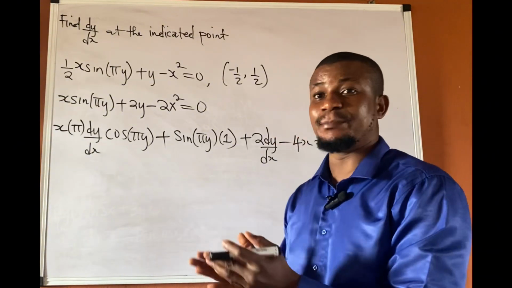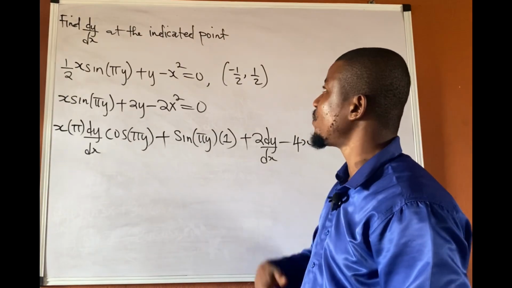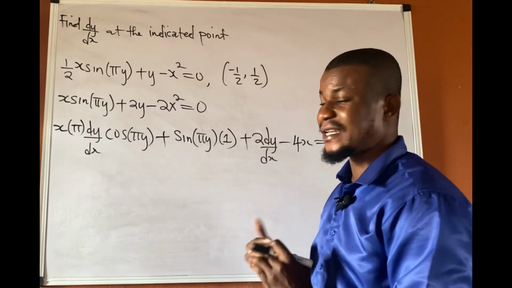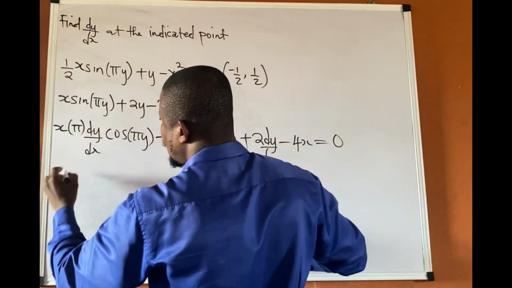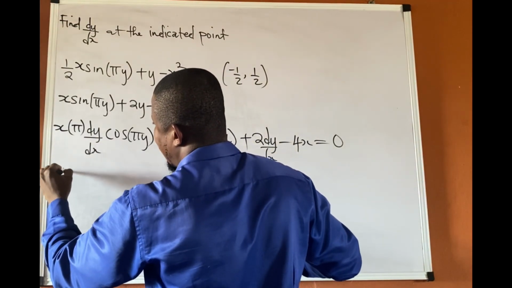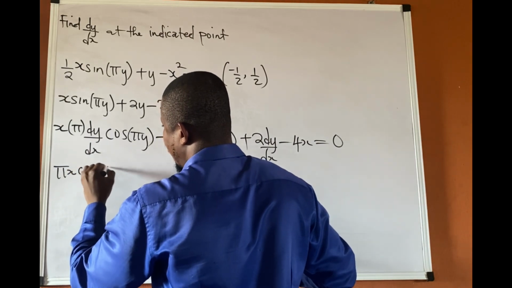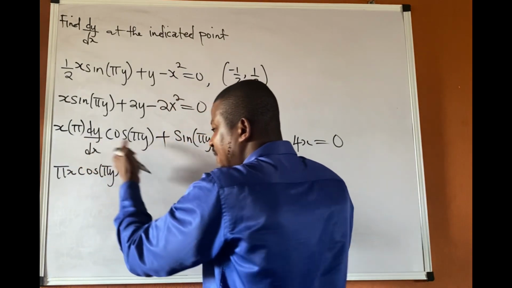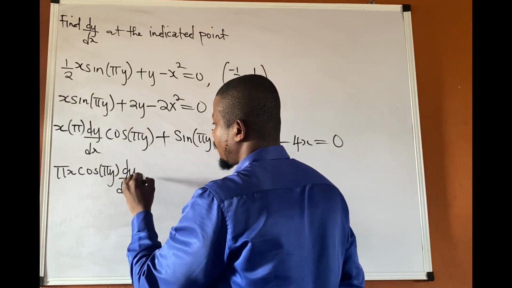The next thing is to simplify and collect like terms, make dy dx the subject of the formula. And after that, we proceed to input these values at the indicated point. So this gives us pi x cos pi y. I would prefer to keep dy dx at the end. So this is dy dx.